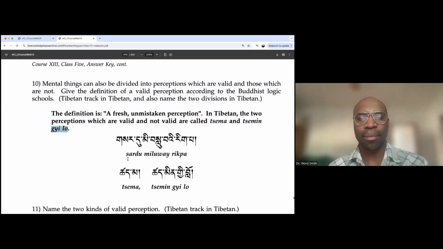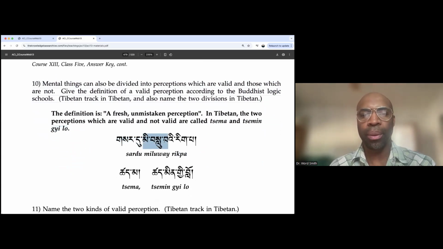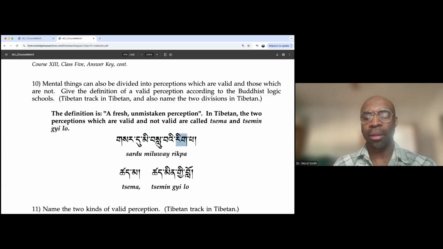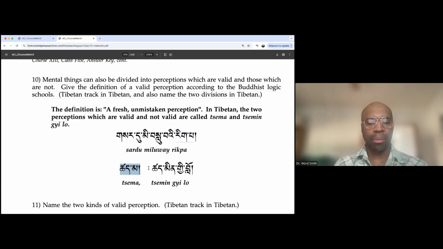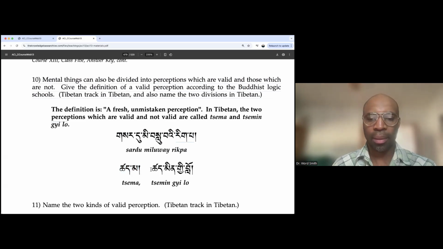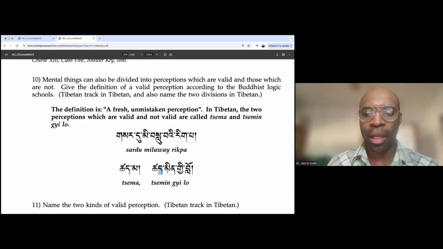Yes, Sardu means fresh. Milu means unerring, unmistaken. So lu here means mistaken, luwa, I guess. And then rikpa means like awareness or something like that. Tsema, pramana. I think it's apramana in Sanskrit. Tsemin.